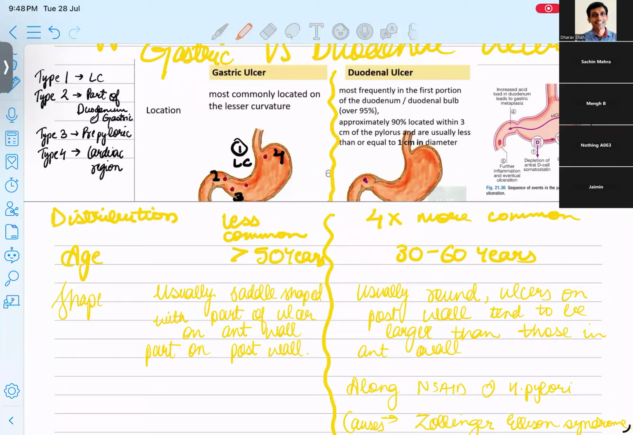In location, we have to understand that gastric ulcers most commonly occur on the lesser curvature of the stomach. So when an ulcer occurs on the lesser curvature, we call it type 1. Type 2 is where the ulcer involves both the duodenum and the gastric locations. Type 3 is the pre-pyloric region, and type 4 is the cardiac region. Duodenal ulcers are mostly seen in the first portion of the duodenum, which is also called the duodenal bulb. So, over 95% of patients present with duodenal ulcers in the upper part of the duodenum.